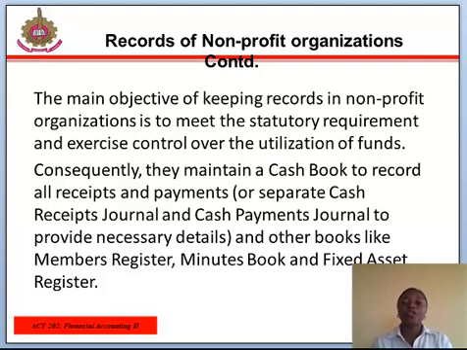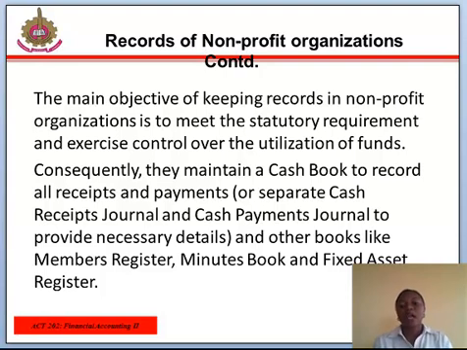Societies function on the basis of decisions taken by the general body of members and their managing committee. They have to keep separate minutes books for recording the proceedings of the general body and that of the managing committee. Hence, a minutes book is a permanent record of the decisions that are taken from time to time. Fixed assets register.